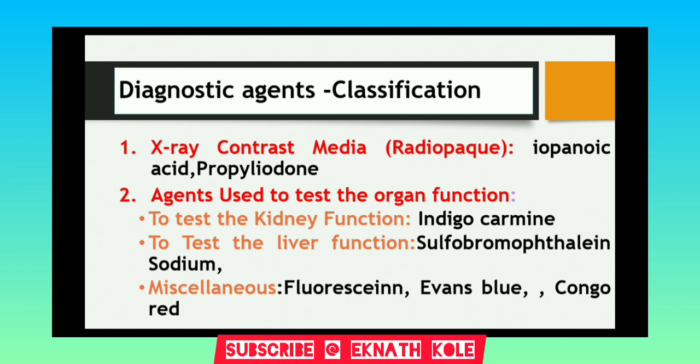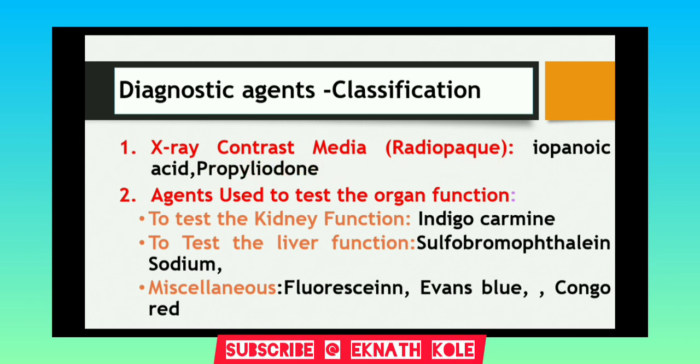Then let's see the classification of diagnostic agents. This classification is based on two classes. First one is the X-ray contrast media. What is the X-ray contrast media? It is also known as radio opaque. Examples are iopanoic acid and propyl iodone. These are the two examples associated with the X-ray contrast medium or radio opaque.